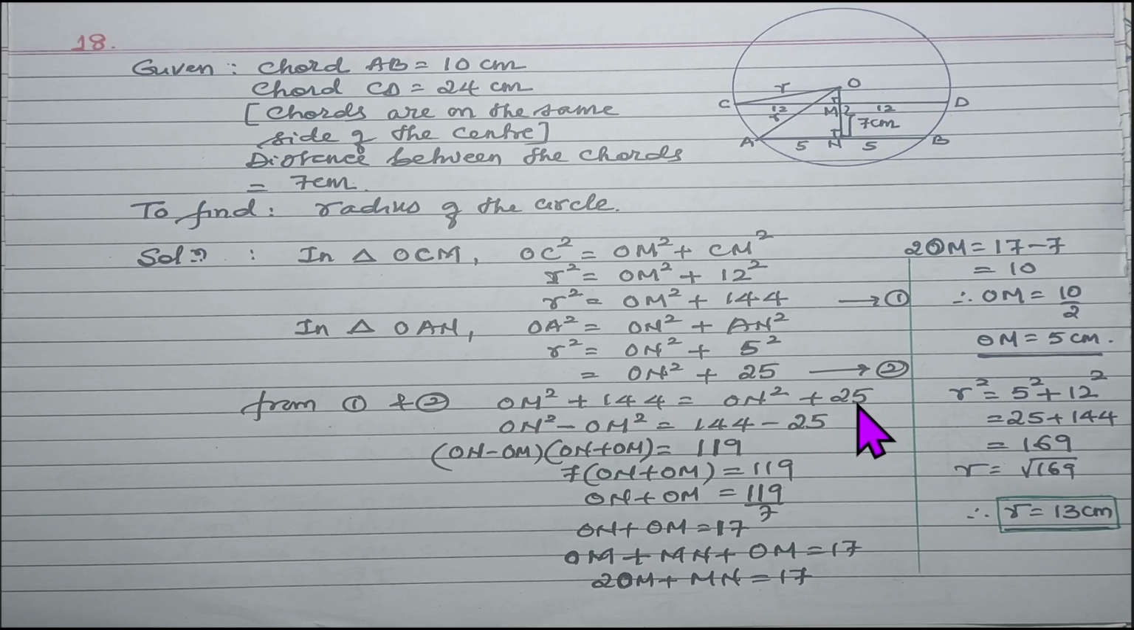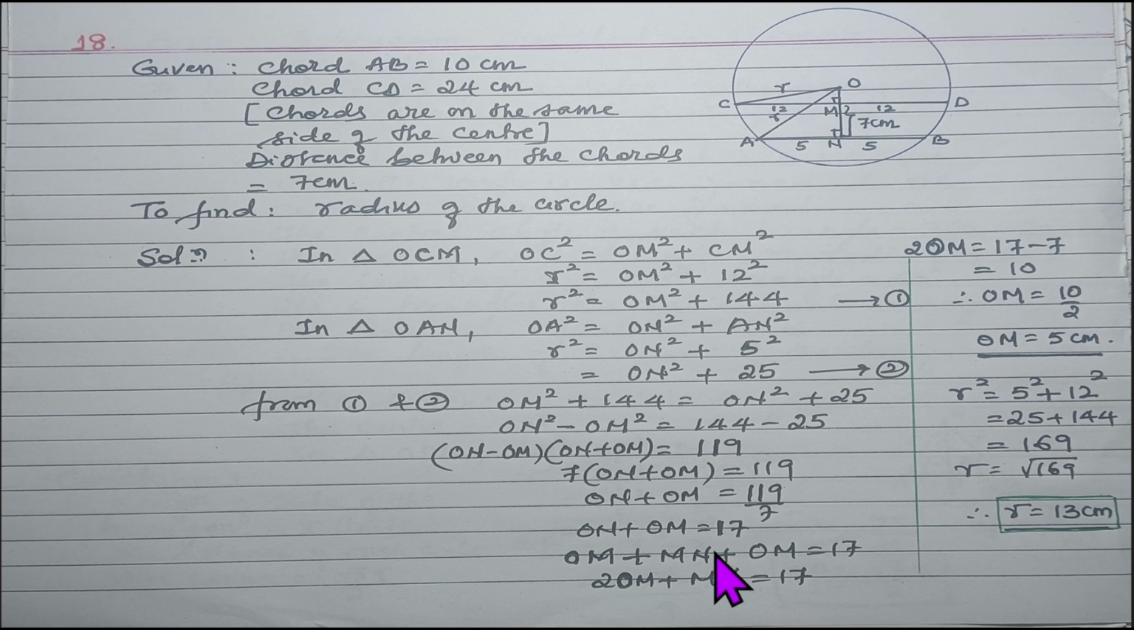Now rearranging these terms, we get ON square minus OM square is equal to 144 minus 25. Now ON square minus OM square is in the a square minus b square form, so we can write it as ON minus OM into ON plus OM, and 144 minus 25 is 119. But we know that ON minus OM is 7 centimeters, therefore 7 centimeters into ON plus OM is equal to 119, or ON plus OM is equal to 119 by 7, or ON plus OM is equal to 17. Why? Because we know that ON is equal to OM plus MN, that is what I have substituted here for ON.